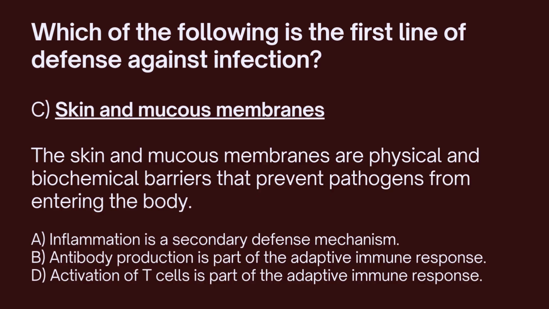Why the other options are wrong? A. Inflammation is a secondary defense mechanism. B. Antibody production is part of the adaptive immune response. D. Activation of T cells is part of the adaptive immune response.